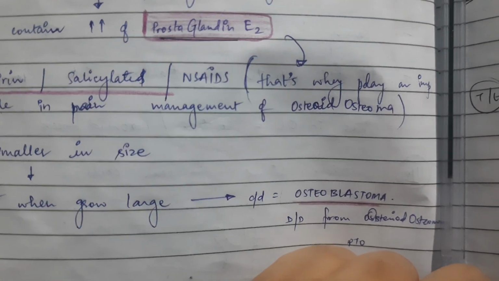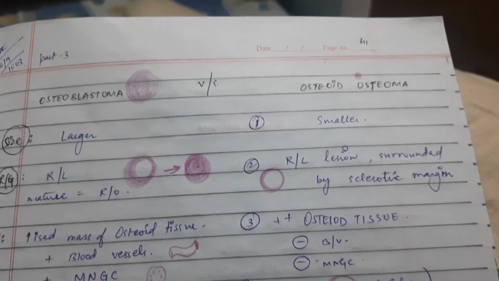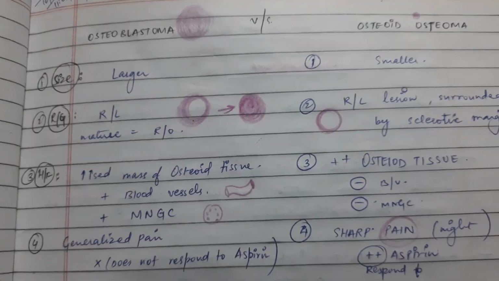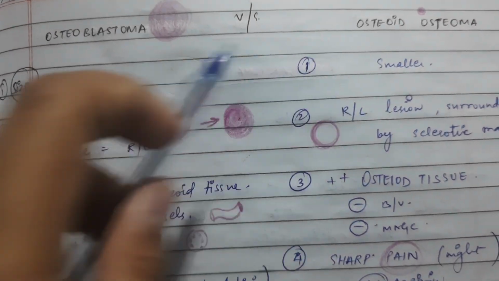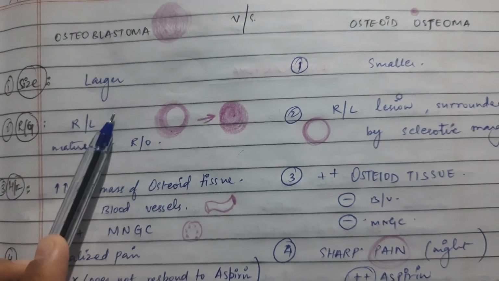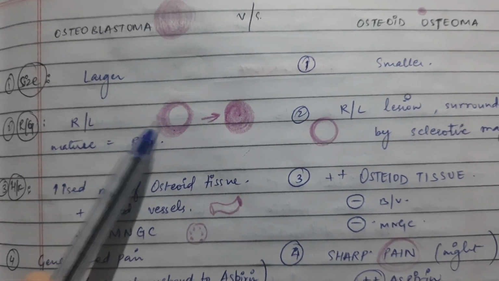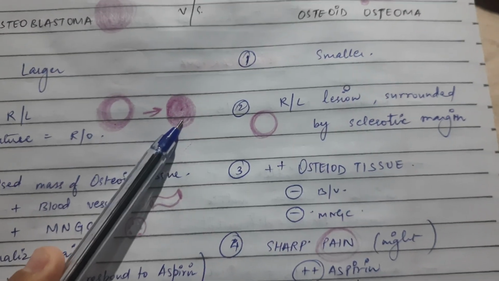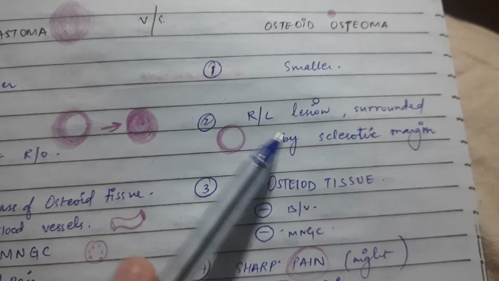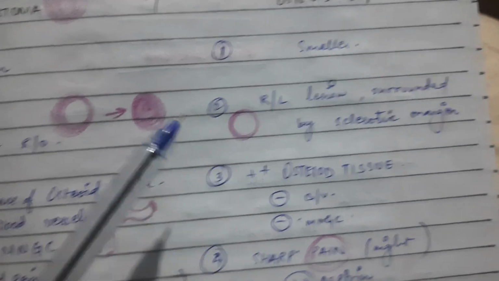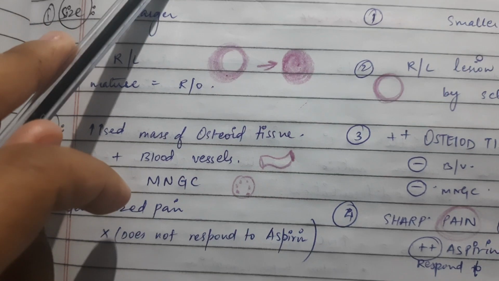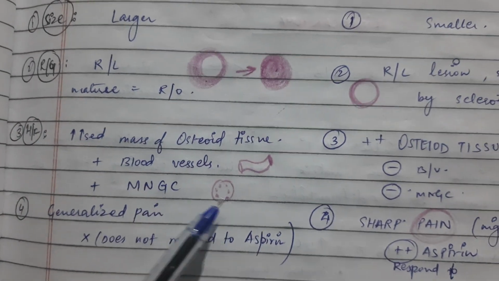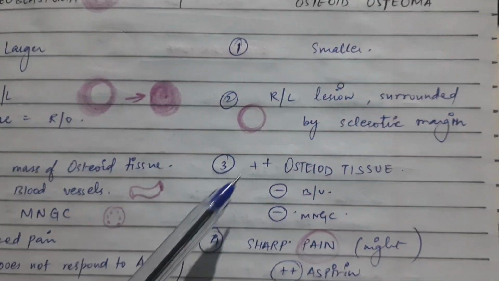The difference between osteoblastoma and osteoid osteoma is that osteoid osteoma is small and osteoblastoma is big. It is a radiolucent lesion at the start, and then converts into a radiopaque lesion, surrounded by a sclerotic margin. Osteoblastoma has an increased mass of osteoid tissue, blood vessels, and multinucleated giant cells.